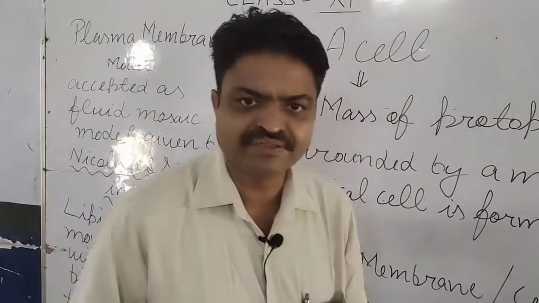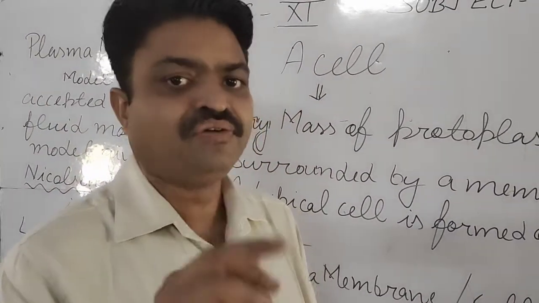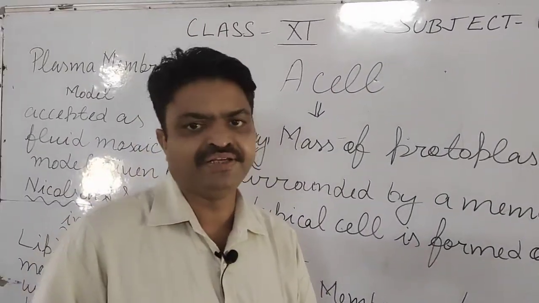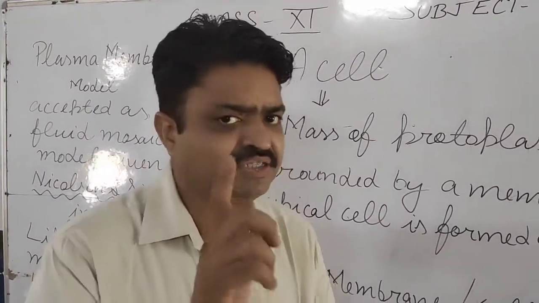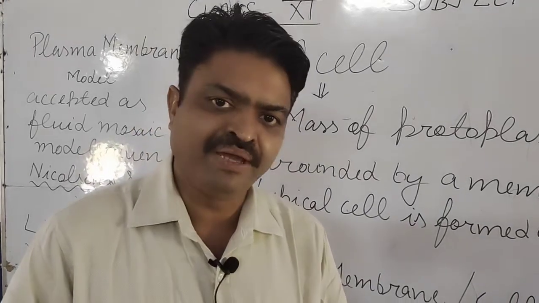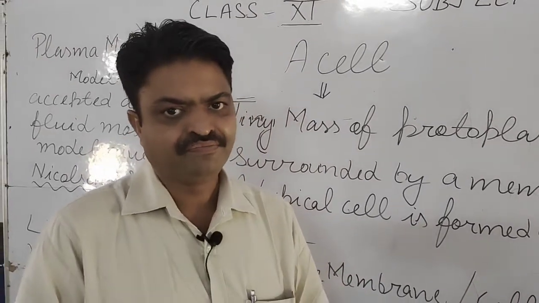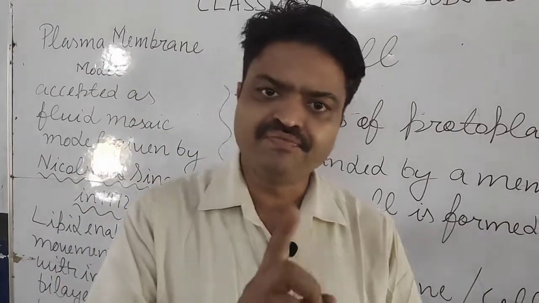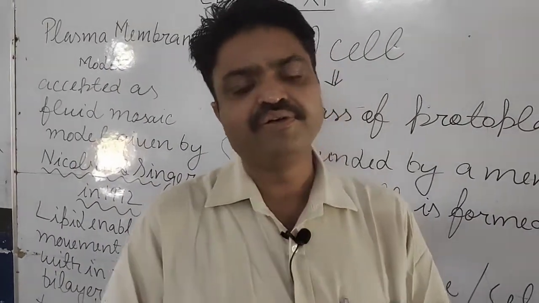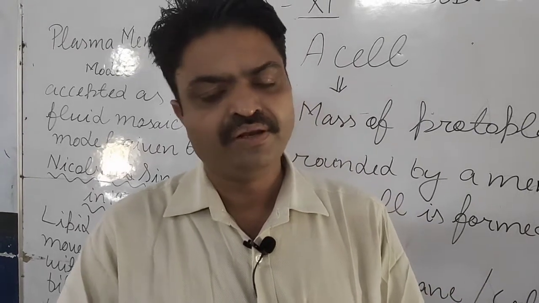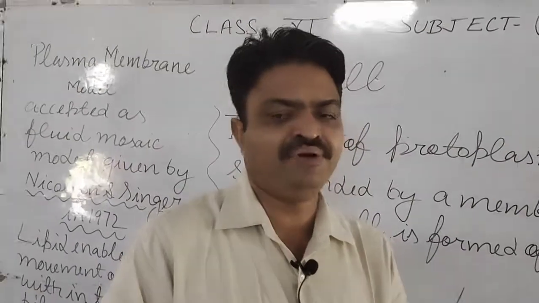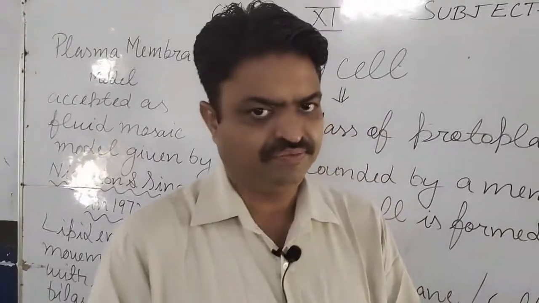Today we will discuss the boundaries of the cell. First is the plasma membrane, second is the cell wall. So today we will discuss the plasma membrane and cell wall. Plasma membrane is the outer covering of a cell and it is found in both plant cell as well as in animal cell.